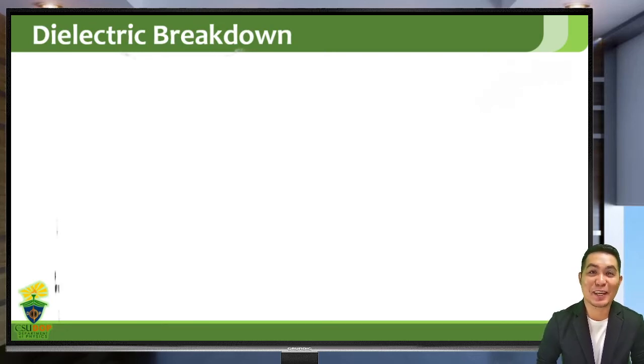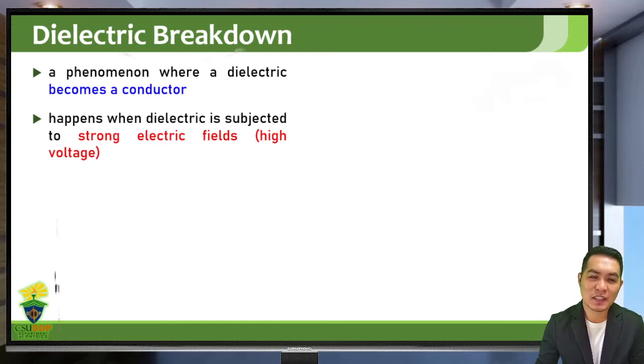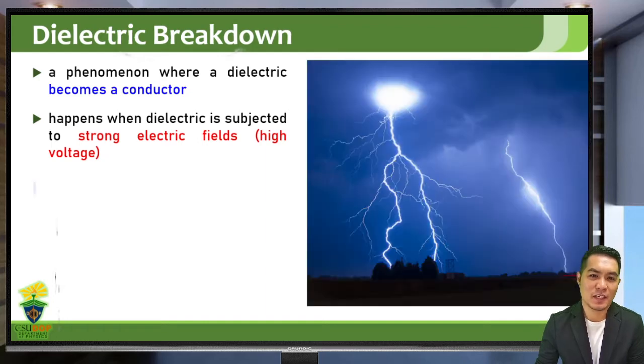Now, there comes to a point where literally everyone breaks down. A dielectric can also break down. A dielectric breakdown is a phenomenon where a dielectric, which is initially an insulator, becomes a conductor. So how does that happen? It happens when the dielectric is subjected to very strong electric fields or very high voltages. An example of that is lightning. Take note, the air is your dielectric.